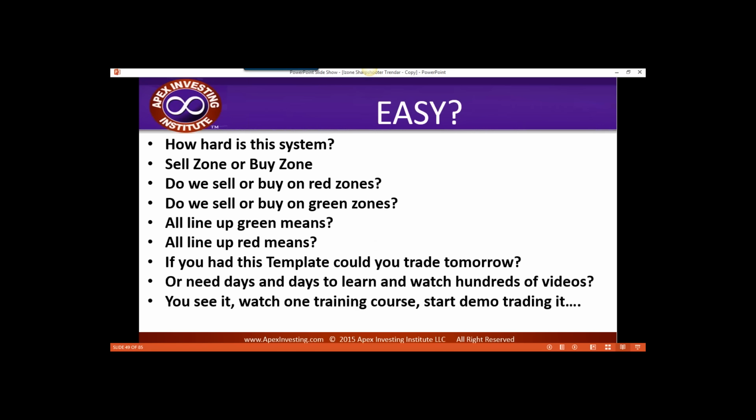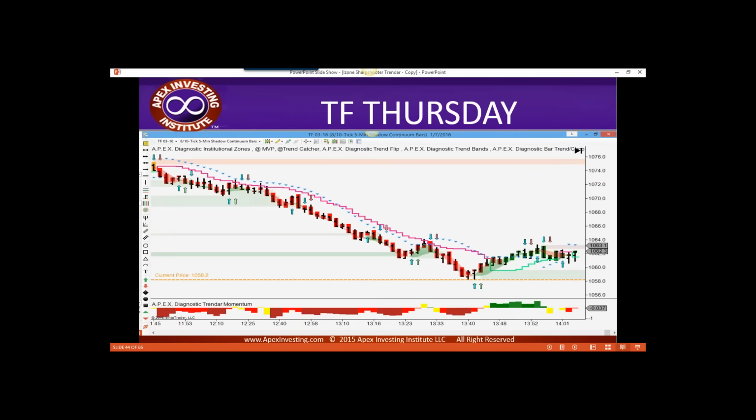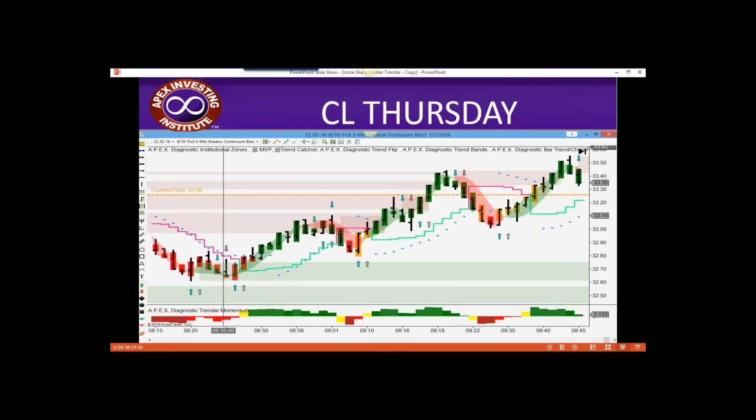Okay? So, like I said, how hard is this system? It's really not. It's not complicated at all. When I showed you that first chart, you were probably like, what the heck is all this color? I'm confused, right? Well, first of all, we fixed that by giving you a much cleaner chart. Everybody agree the new template's much cleaner? Yeah. Very easy to see, very easy to use. It doesn't get much simpler than that.